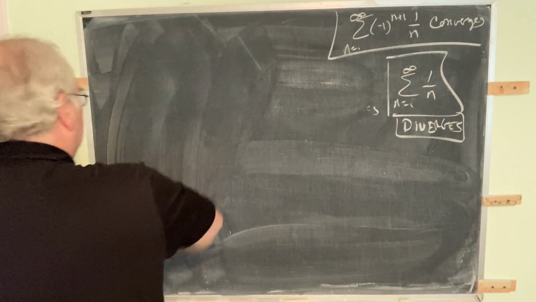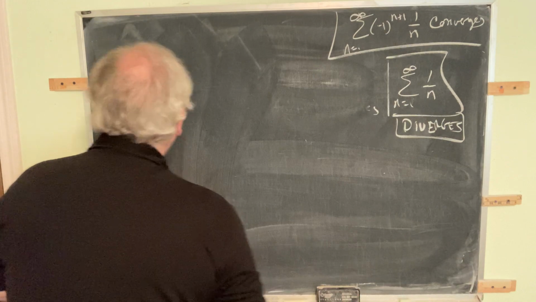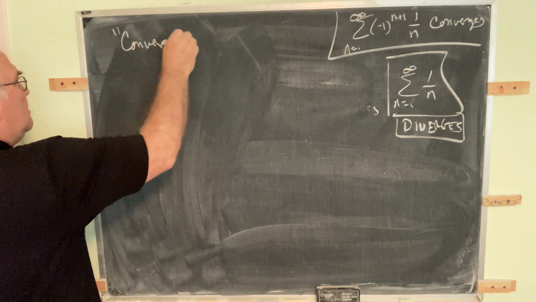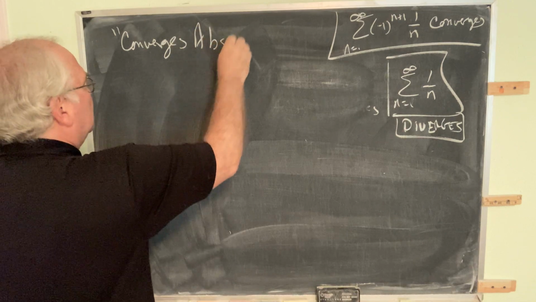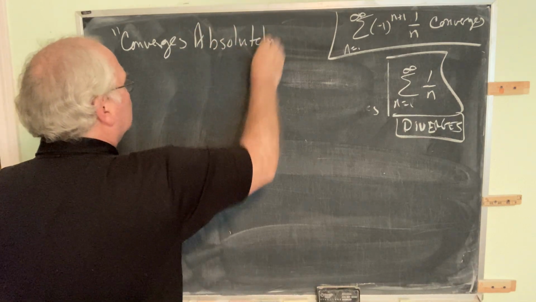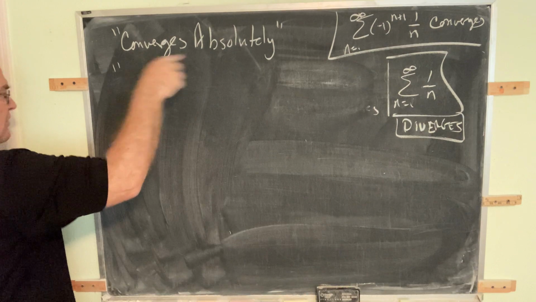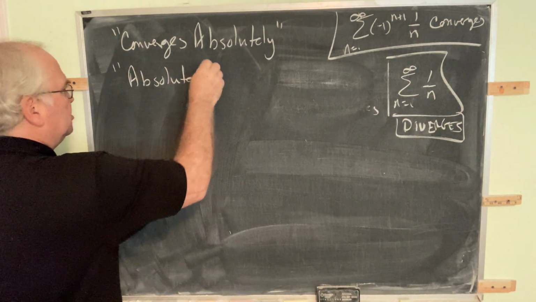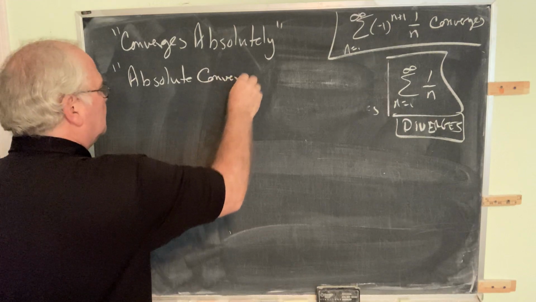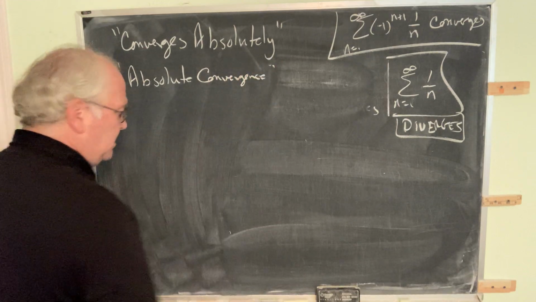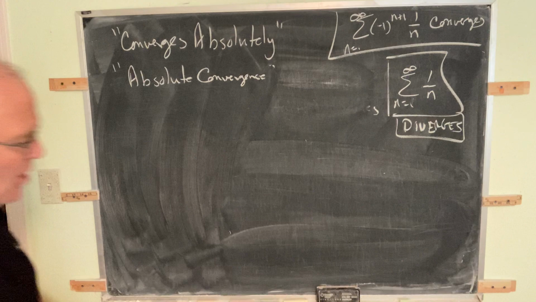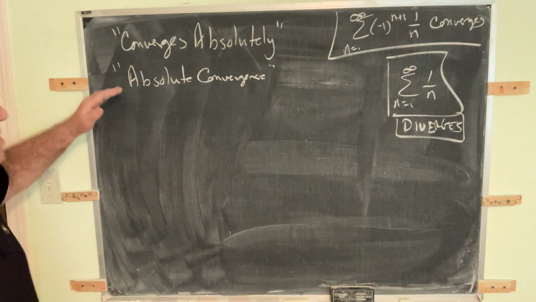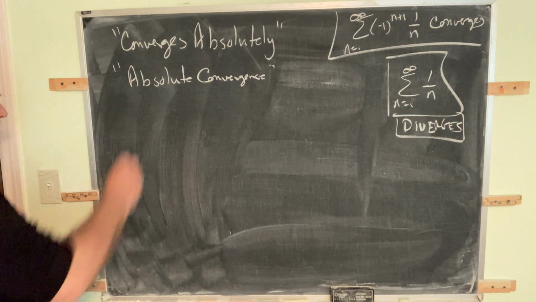There is a notion called converges absolutely. Or sometimes people will reverse it a little bit, they'll say absolute convergence. Those mean essentially the same thing. They mean the same thing for our purposes. Those are interchangeable. What does it mean for something to have absolute convergence?